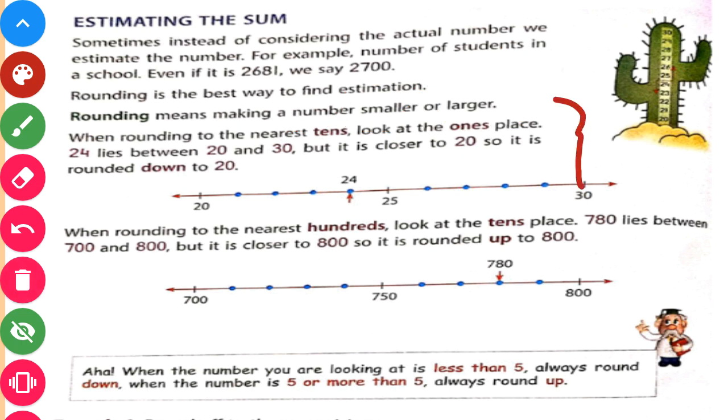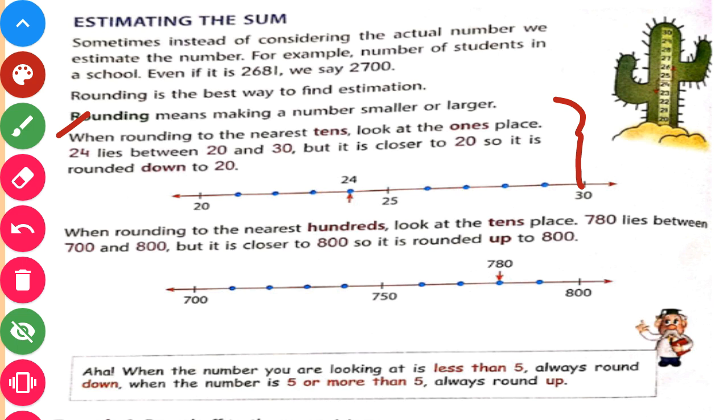When rounding to the nearest tens, look at the ones place. I told you in our previous video that whenever we have to round off any number to the nearest tens, we look at the number at the ones place. Again I am repeating my sentence: when rounding to the nearest tens, look at the ones place.